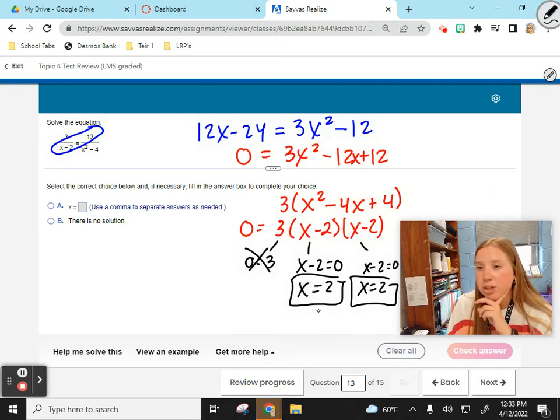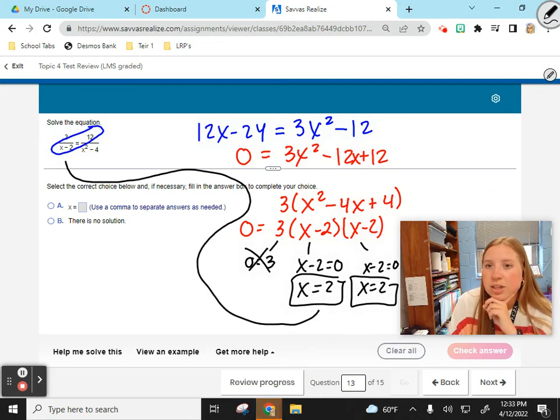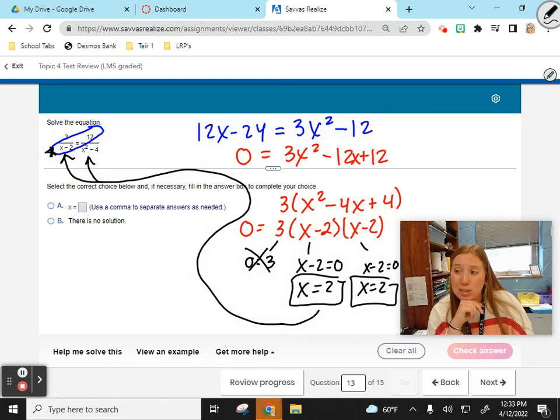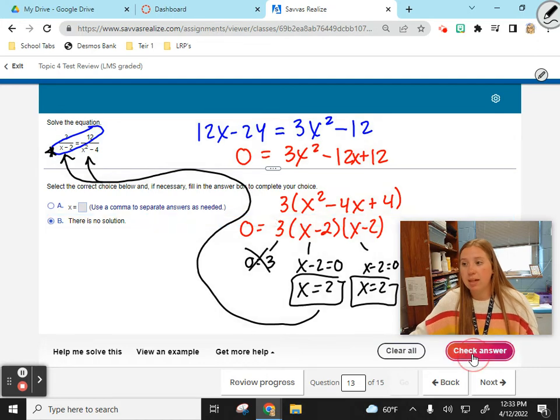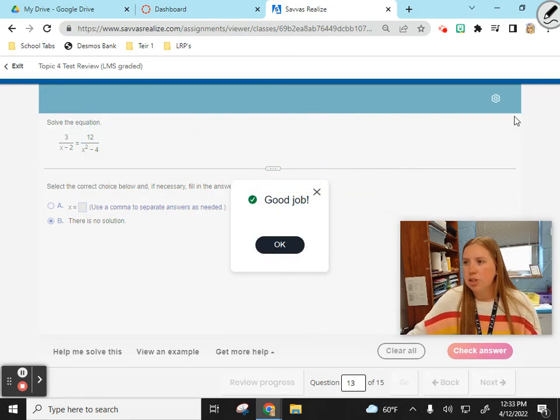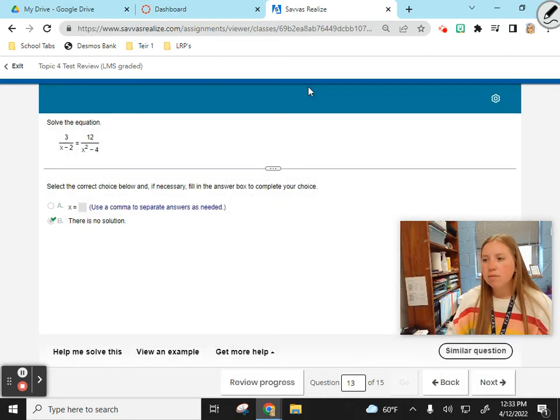Now, remember we have to check our answers. Could I have a 2 in the denominator here? And the first fraction tells me no, because 2 minus 2 is 0. So I know right off the bat by cross multiplying that there's no solution to this equation. But I am going to show you another way that you could have solved this. Just remember there's no solution.